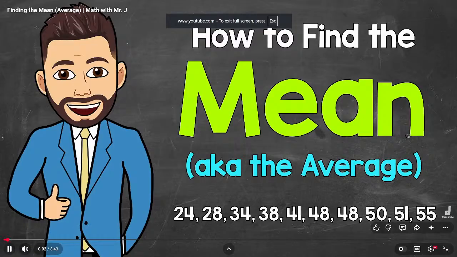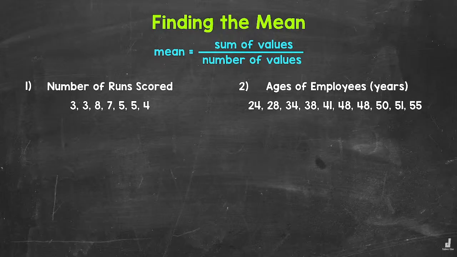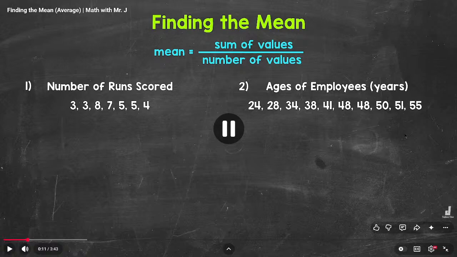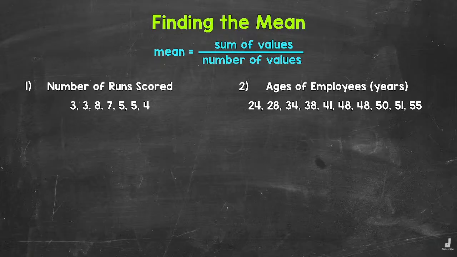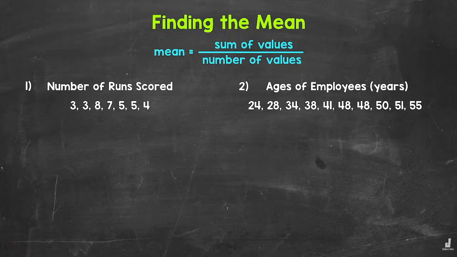Welcome to Math with Mr. J. In this video, I'm going to cover how to find the mean, also commonly called the average. The mean is the sum of values over the number of values. Starting with number 1, we have the number of runs scored in each game by a baseball team so far in their season. Let's find the mean, the average.